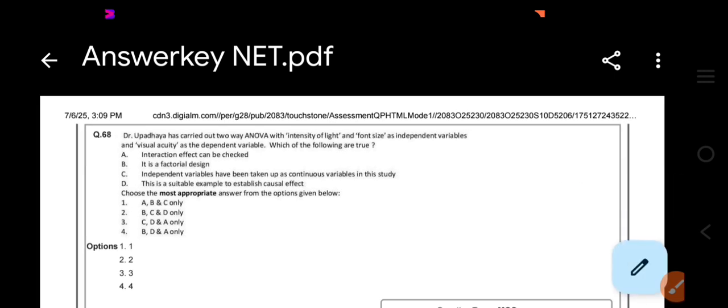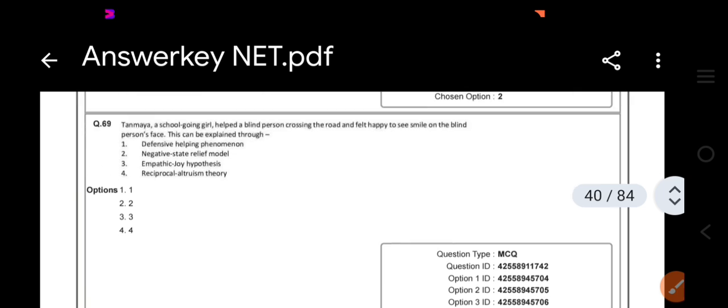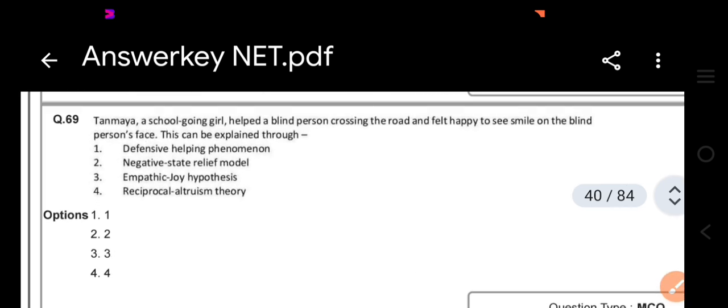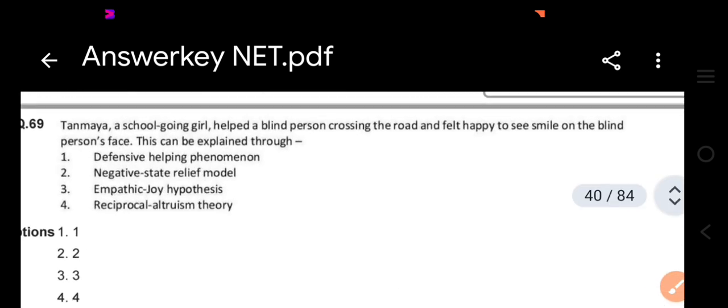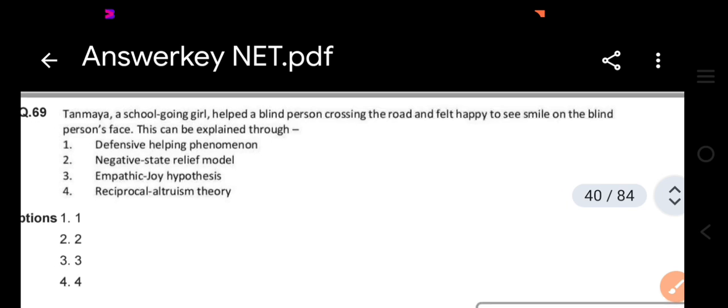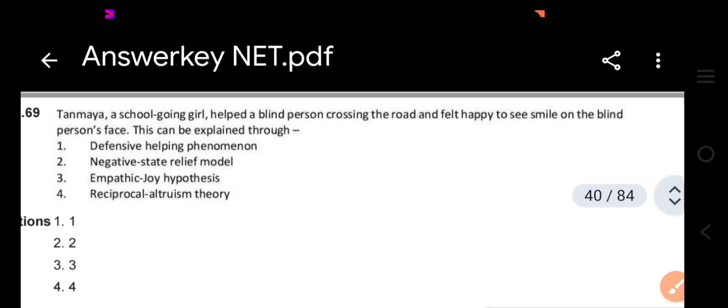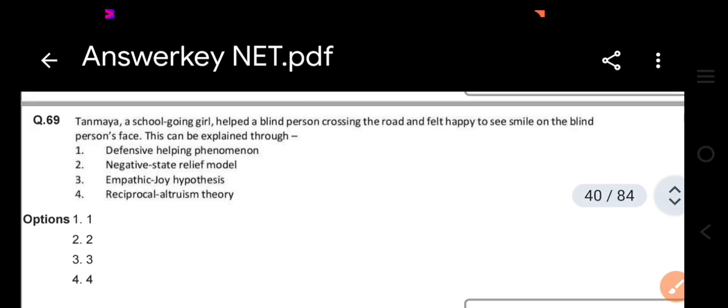So we are moving to the next question. Tanmaya, a schoolgirl, helped a blind person cross the road and felt happy to see a smile on the blind person's face. This can be explained through the defensive helping phenomenon? It is not suitable here. Negative state relief model is also not acceptable. Options 3 and 4 are more matching, but reciprocal altruism theory is quite different here.